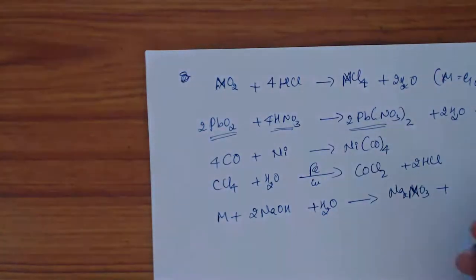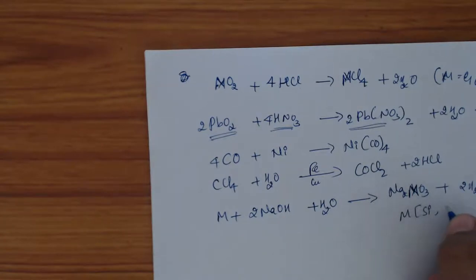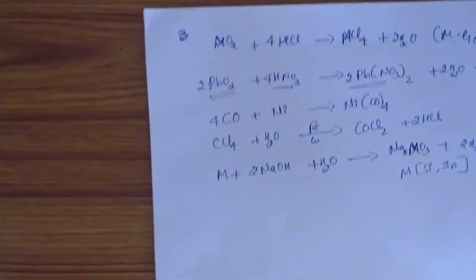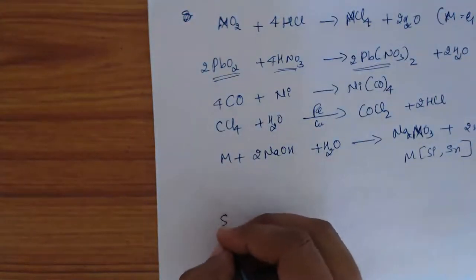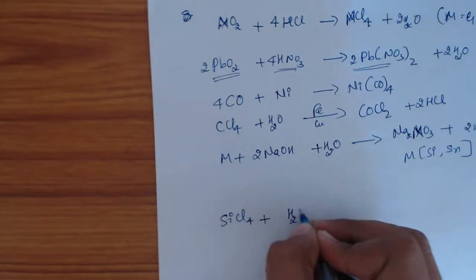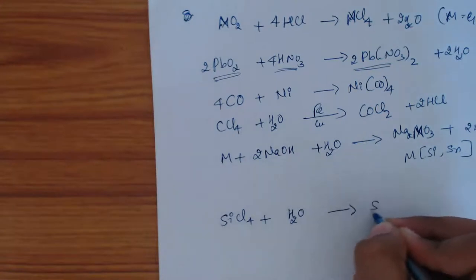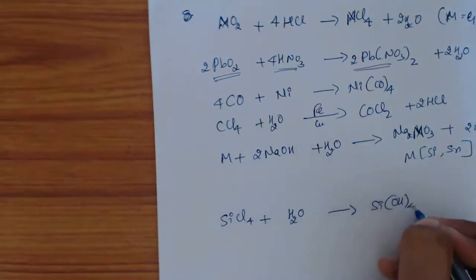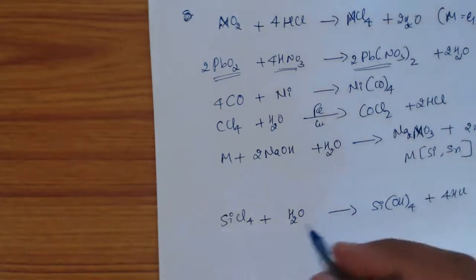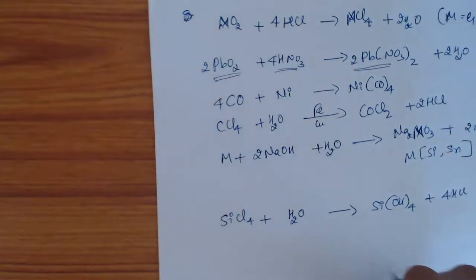Okay, and along with the liberation of H2 gas. Here M may be silicon and tin. Okay, you understood, students? So next, if you consider only the silicon, this silicon tetrachloride, when it is treated in presence of H2O, it forms silicon tetrahydroxide or silicon hydroxide with the liberation of 4 moles of HCl.